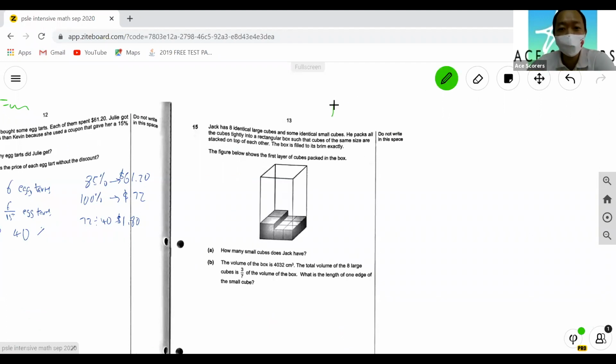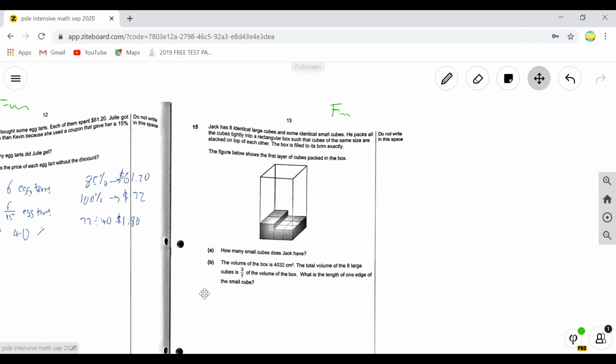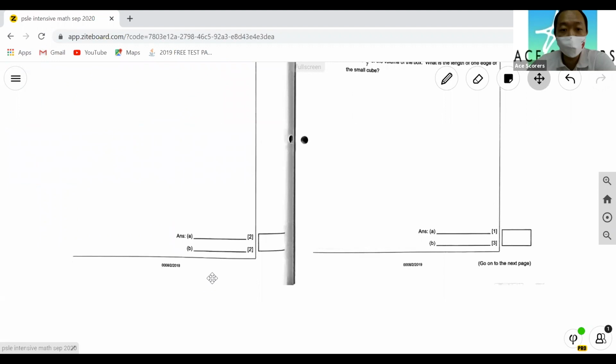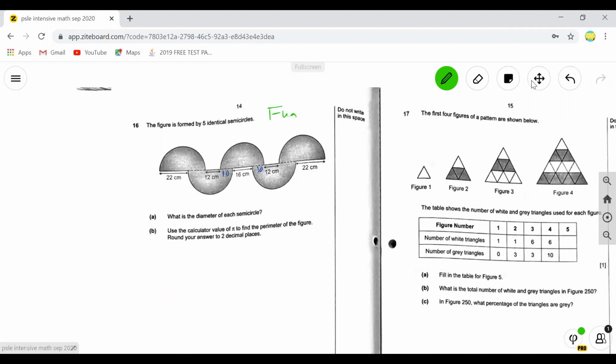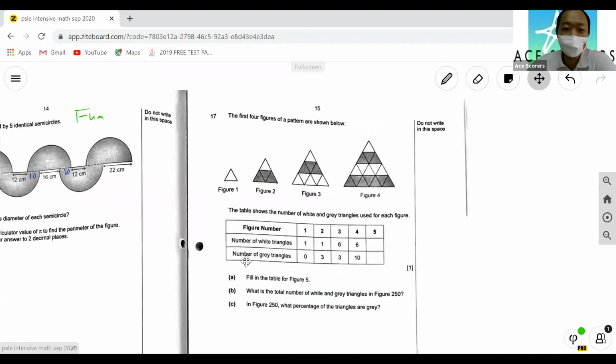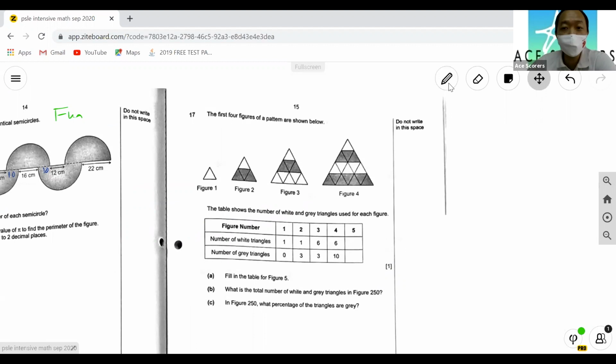I skip this thing. Fundamental. This is counting solids and blocks. Okay, let's start counting. And this one we did that already. Also fundamental. 17 is also fundamental. Actually, there's no heuristic here.